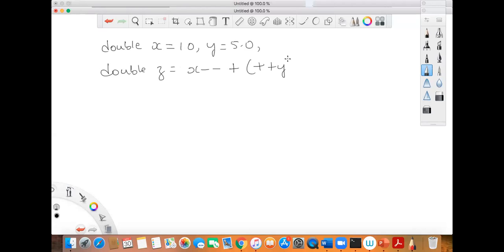Double x is equal to 1.0 and y is equal to 5.0. Double z is equal to x. Let me write here. Double x is equal to 1.0, y is 5.0. Then double z is equal to x post decrement plus pre-increment y. Then tell me what will happen here.